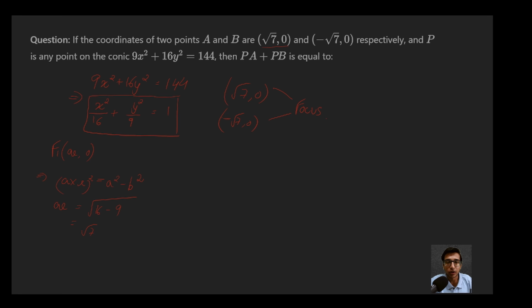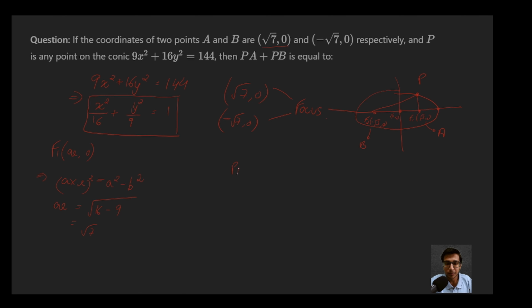And what is the question asking? P is any point on the conic. That means this is our ellipse. The center is (0, 0). There is a focus F1 which is (root 7, 0), and another focus F2 which is (minus root 7, 0). And there is any point P. So we have to find out PA and PB. F1 is nothing but point A, F2 is nothing but point B. So you have to find out PA plus PB.